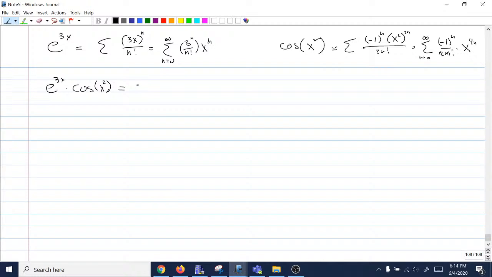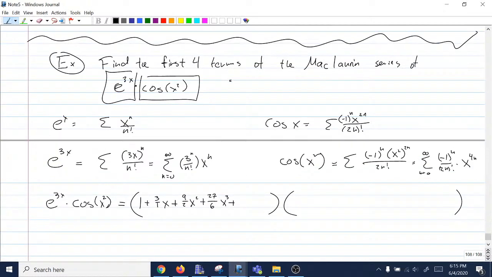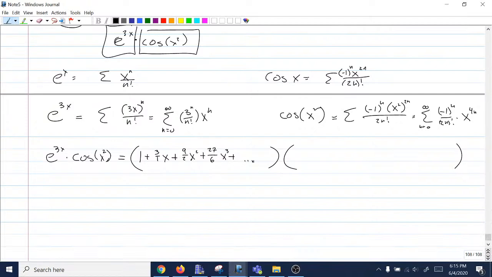This thing times this thing will be, instead of writing the series, I'm going to write out the first several terms. The n equals 0 term here gives me 3 to the 0 over 0 factorial is 1. Plus the n equals 1 term gives me 3 over 1 x. N equals 2 gives me 9 over 2 x squared. N equals 3 gives me 3 to the 3 is 27 over 3 factorial is 6 x cubed. Plus, how many terms do I need? I want the first 4 terms. I've already got the first 4 terms, so cool.